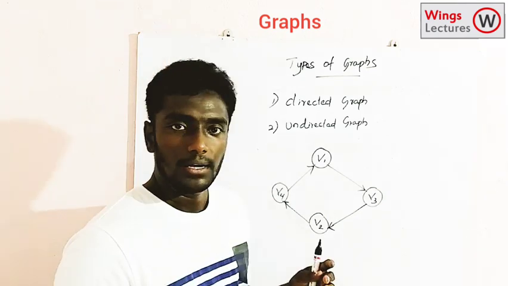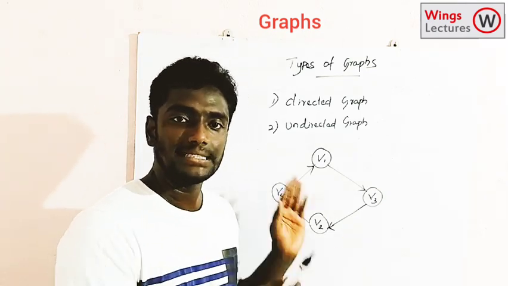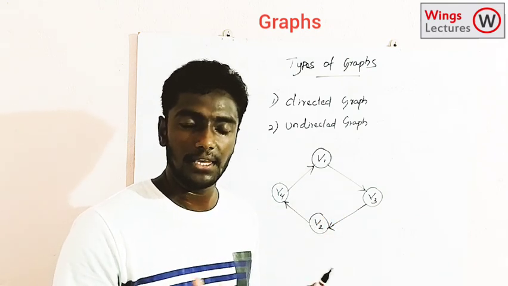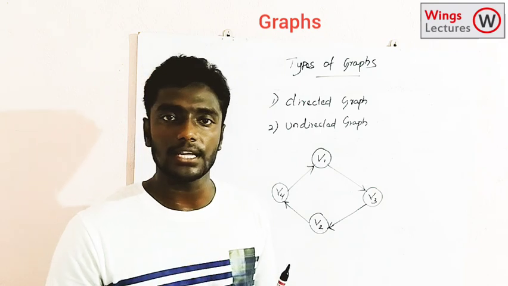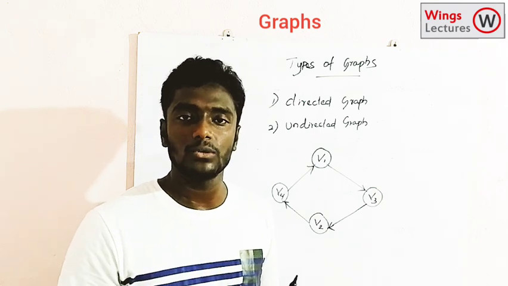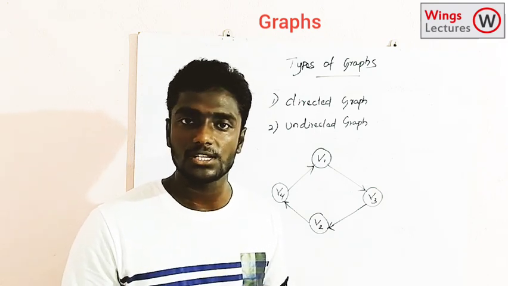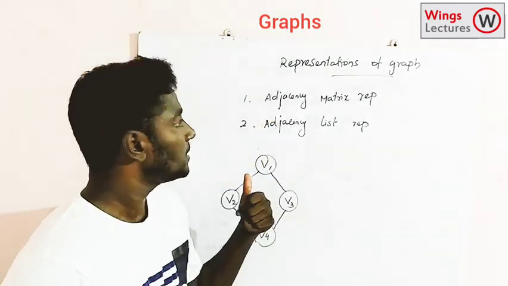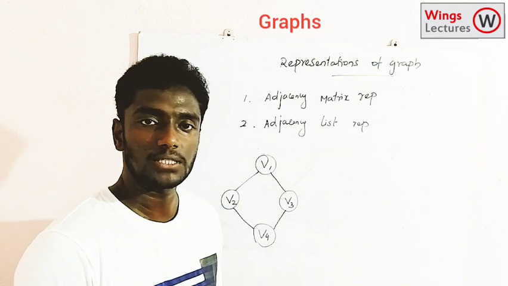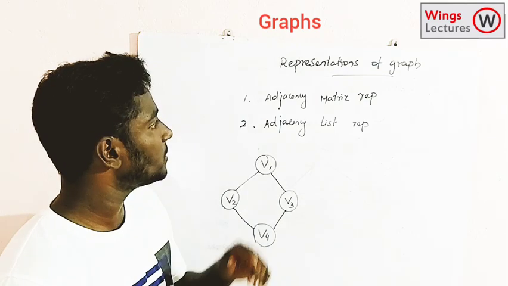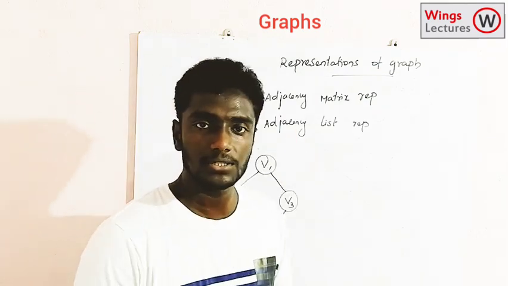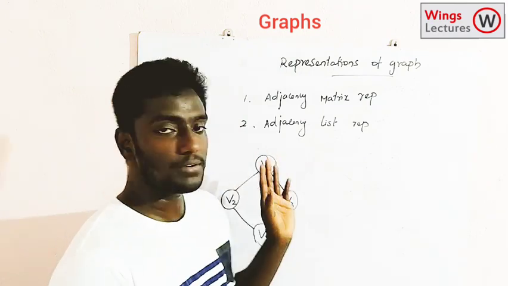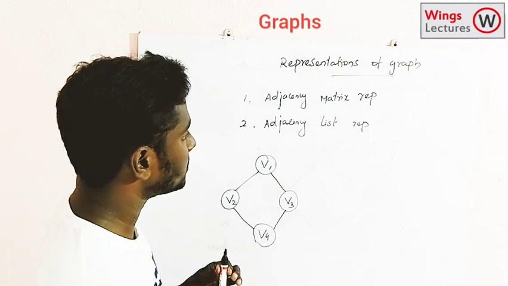Now let me explain how to represent this kind of graph in nonlinear data structures. Here we have two different types of representation. The first one is matrix based representation and the other one is list based representation. The first is adjacency matrix representation and the second is adjacency list representation. First we will see adjacency matrix representation.